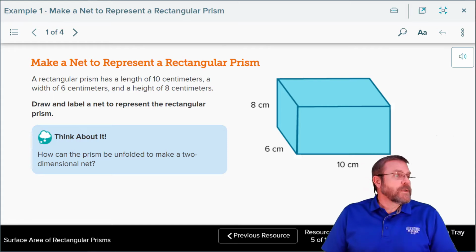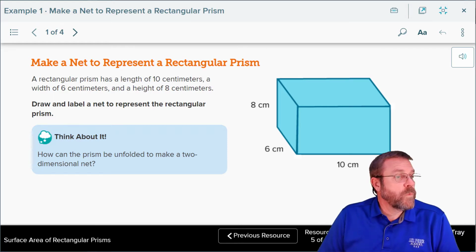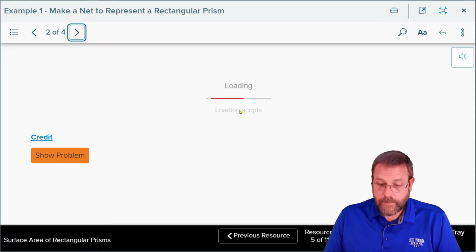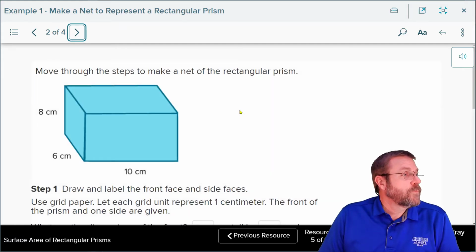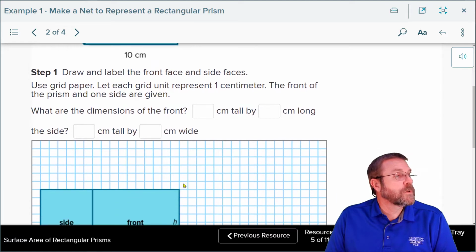Now, example 1 gives us a rectangular prism that has a length of 10 centimeters, a width of 6 centimeters, and a height of 8 centimeters. And they want you to draw and label a net to represent the rectangular prism. Let's see if they give us some cool technology to do this with. Move through the steps, make the net of the rectangular prism, draw and label the front face, the side faces, and use grid paper. Let each grid equal 1 centimeter.